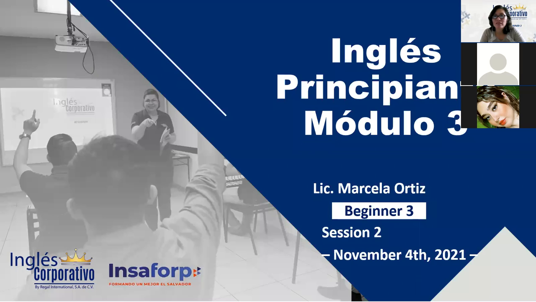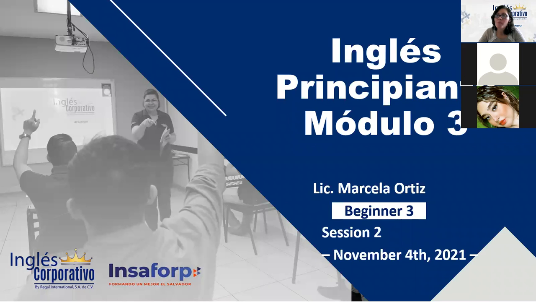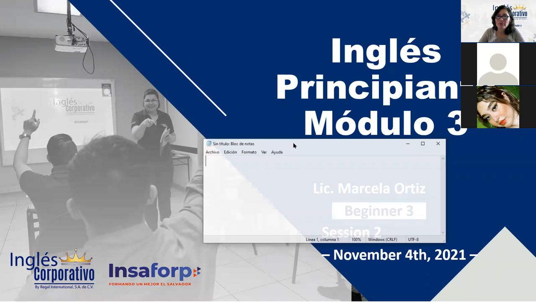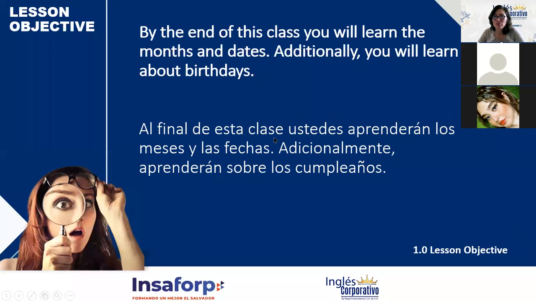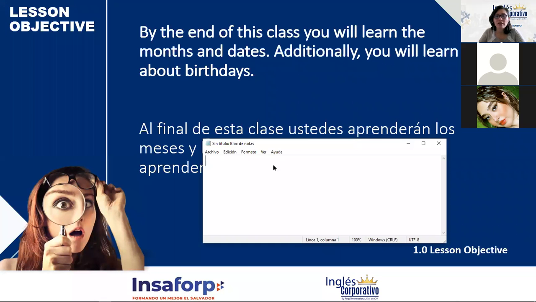Y hablábamos también pues de la terminación, ¿verdad? Some of them will end in TH, some of them will end in RD, dependiendo pues de cuál es el que están utilizando. Solo voy a compartir la pantalla completa. Okay, let's go ahead and have some examples, right? So this was the first thing yesterday. It says, by the end of this class, you will learn the month and dates. Additionally, you will learn about verbs, right? So that was what we did yesterday. Y las preposiciones que mencionamos, right, estaba on y estaba in, right? So vamos a ver qué recuerdan.